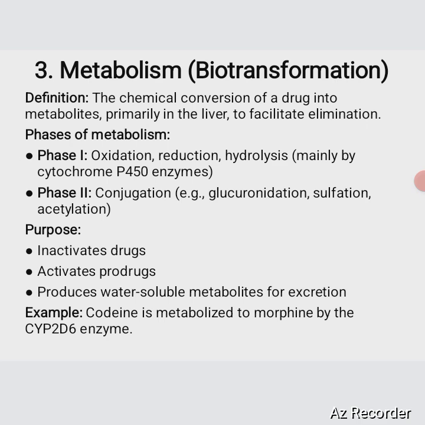Phase 1 is otherwise known as the functionalization reaction. Here three reactions occur: the first one oxidation, second one reduction, third one hydrolysis. These reactions occur mainly with the help of the enzyme cytochrome P450. And the second process, phase 2, is known as conjugation. Here glucuronidation, sulfonation, methylation, acetylation, glutathione S-conjugation, and amino acid conjugation occur.